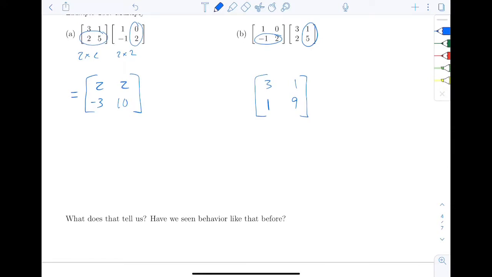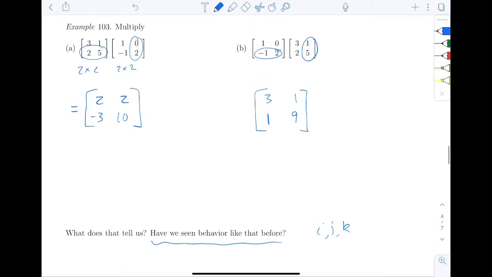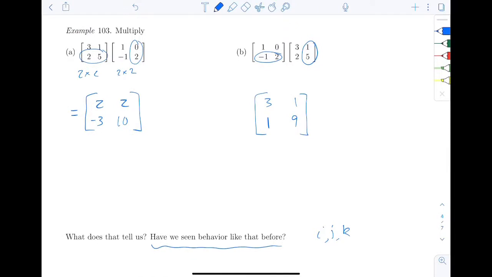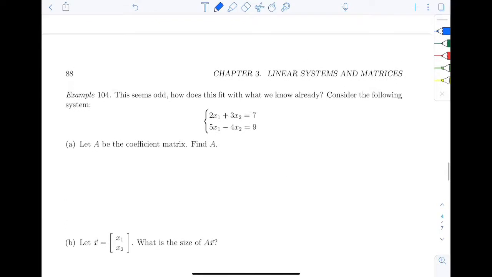And I might ask, when have we seen this kind of behavior before? And I might remind you of how we did vectors with i, j, k. The cross product, I think, was the last time that we saw something that was not commutative in multiplication. Now that all feels very strange, but does this actually tie back into what we're doing? And the answer is yes.